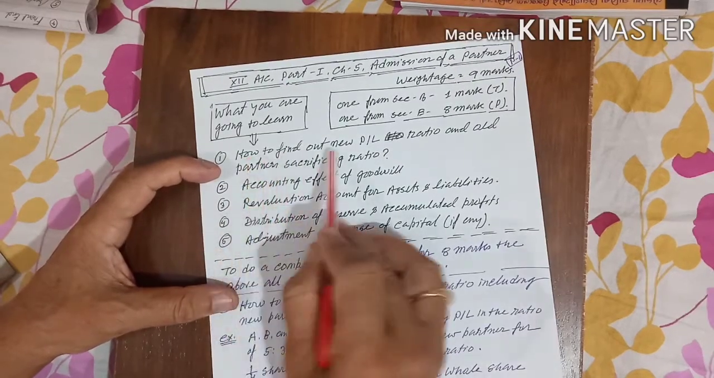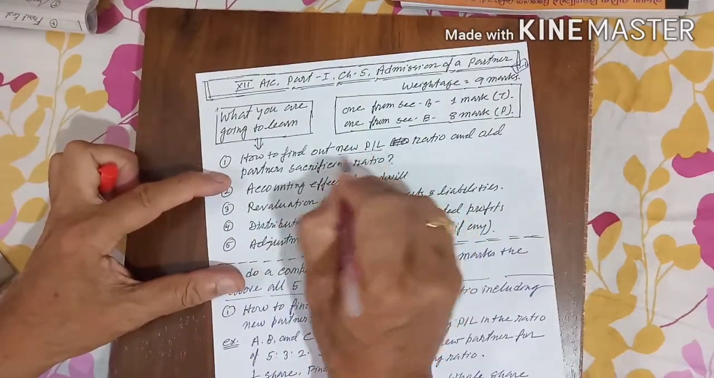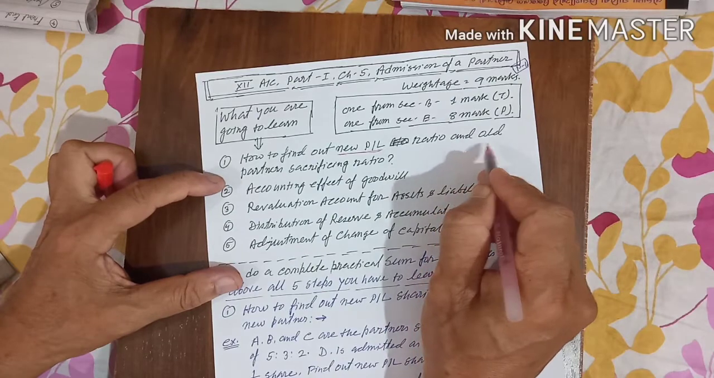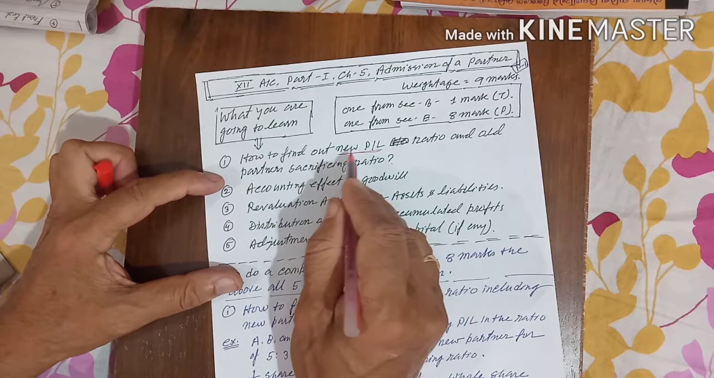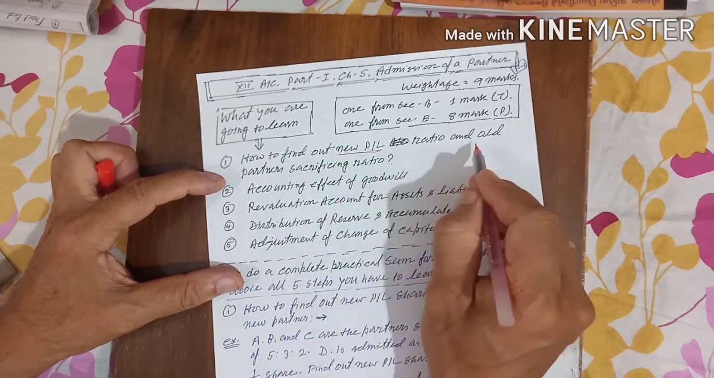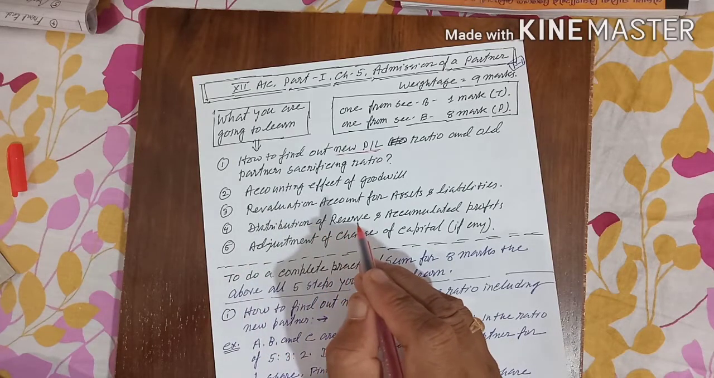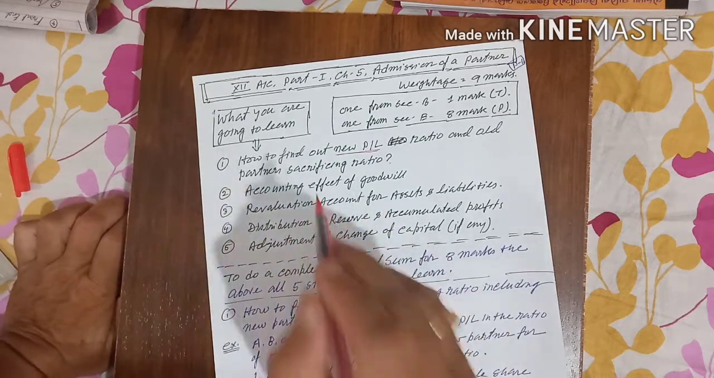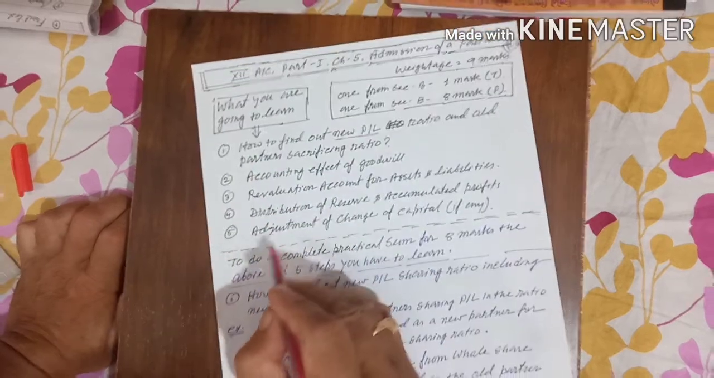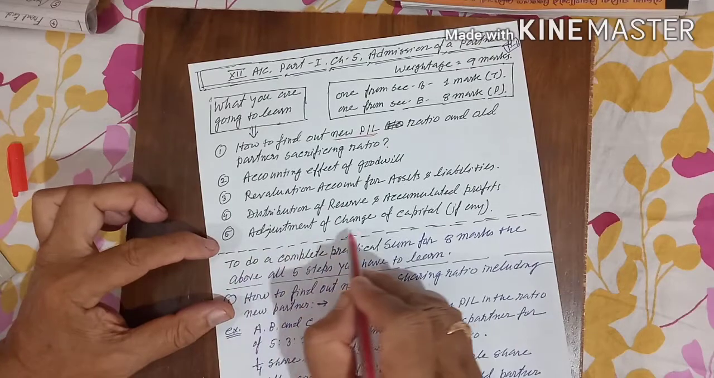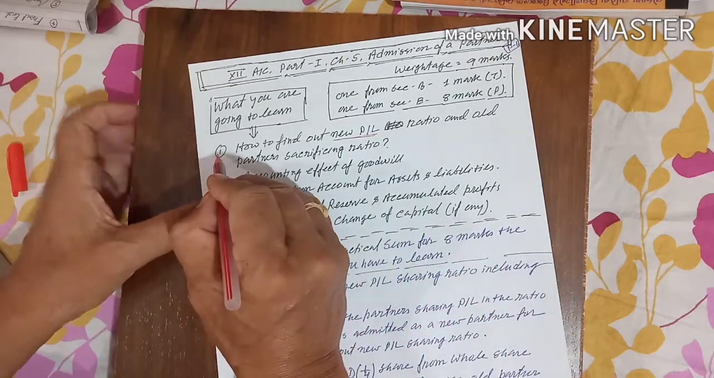The first point, how to find out the new profit and loss sharing ratio, you do not know, but you know how to find out the sacrificing ratio and gaining ratio. That also will help you to find out the new profit and loss sharing ratio. The previous chapter, the 4th chapter, first step, how to find out the sacrificing ratio and gaining ratio, will help you. One by one we will do all the steps. Then the last one is the adjustment of changes of capital. So let me start the first one first.